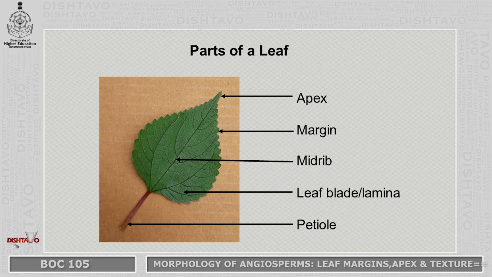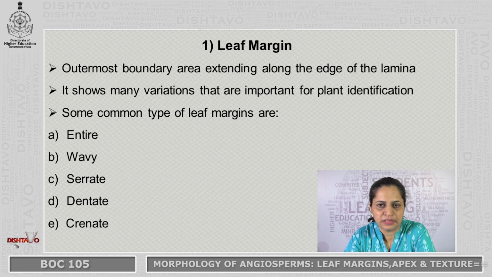Now from this we will be studying the three features: margin, apex and surface texture. Leaf surface texture refers to the external surface area of the lamina and the petiole. Now let us begin with the first topic, leaf margin. So what is the leaf margin? It is the outermost boundary area extending along the edge of the lamina. It shows many variations and these variations are important for plant identification.